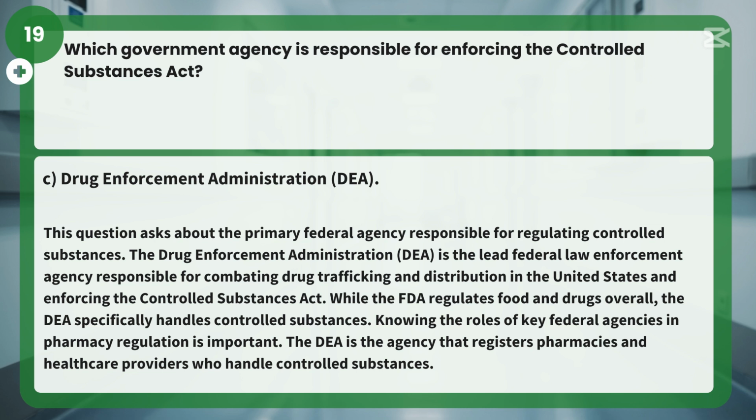While the FDA regulates food and drugs overall, the DEA specifically handles controlled substances. Knowing the roles of key federal agencies in pharmacy regulation is important. The DEA is the agency that registers pharmacies and healthcare providers who handle controlled substances.